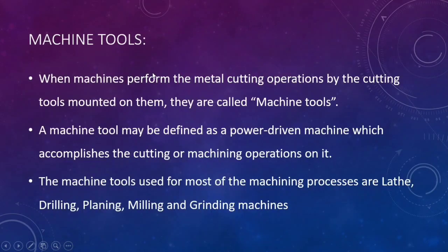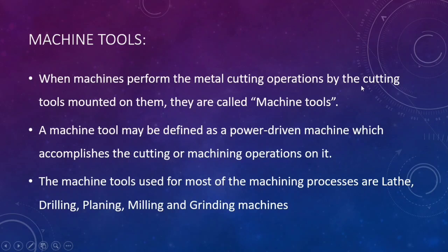Now, machine tools. What are machine tools? Why are we going to deal with machine tools? When a machine performs the metal cutting operation by the cutting tools mounted on it, it is called a machine tool. For example, the lathe machine, drilling machine, shaping machine. These machines perform the metal cutting operation, cutting the metal to a required size and shape.